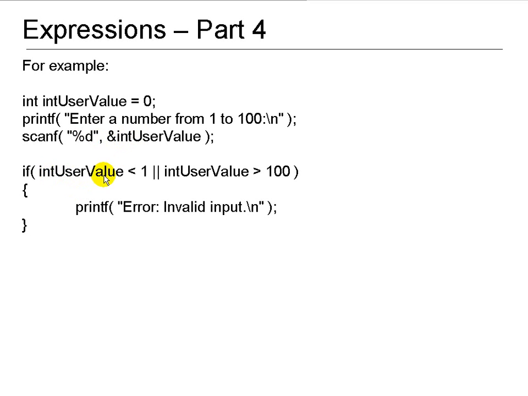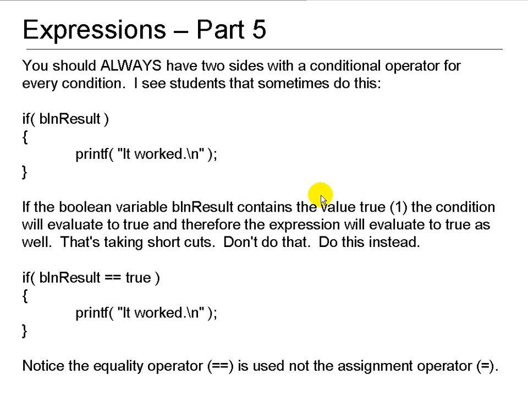And here we check, we say if the user value entered is less than 1 or greater than 100. So there's our logical operator right there. So if either one of these conditions evaluate to true, then we print out an error message for the user. You should always have two sides with a conditional operator for every condition.